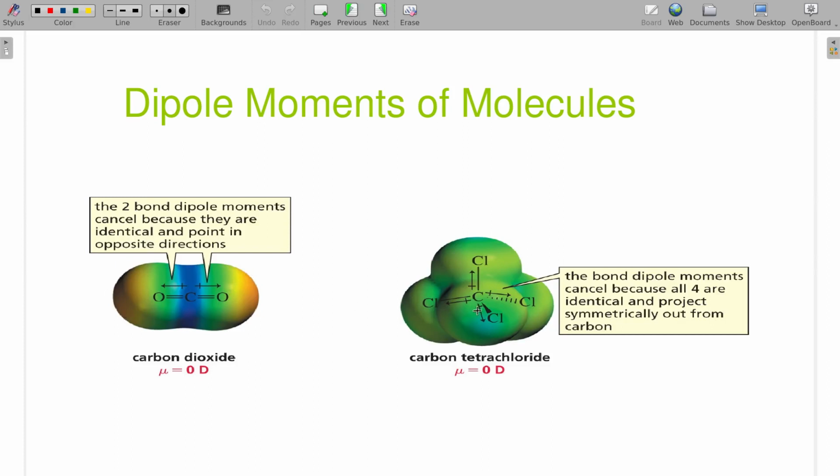Even on carbon tetrachloride, carbon has electronegativity of around 2.5, chlorine's closer to 3, so the chlorine's more electronegative, so the electrons are going out away from it. But both these molecules end up with no dipole moment. They're both nonpolar molecules. And it's mainly because even though they're made out of polar bonds, the polar bonds are symmetrical. On the carbon dioxide, they're directly across from each other. They cancel each other out.